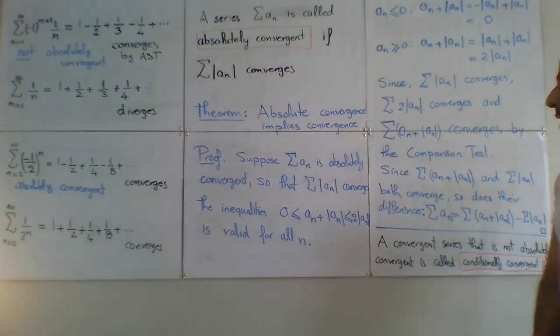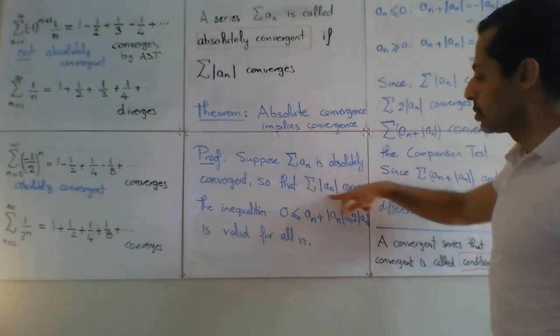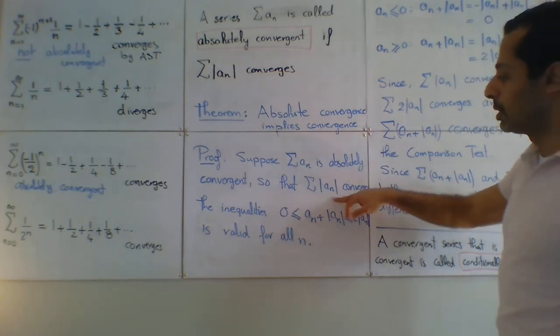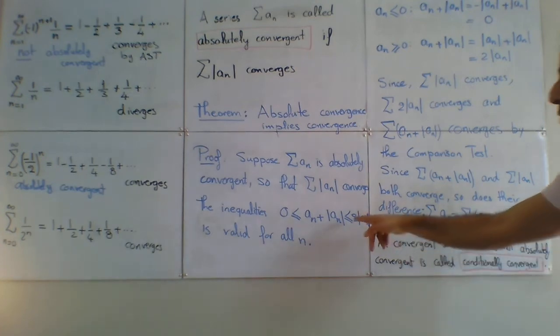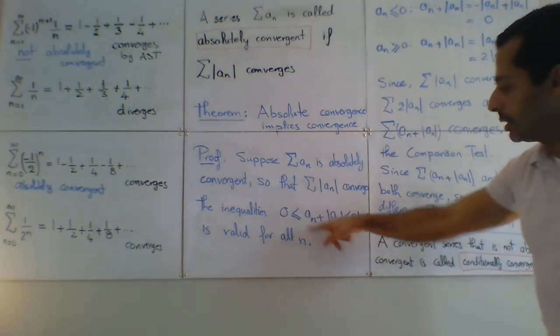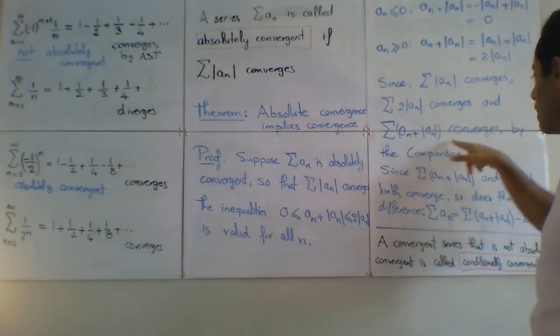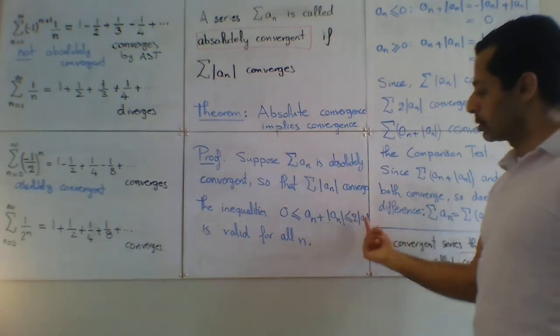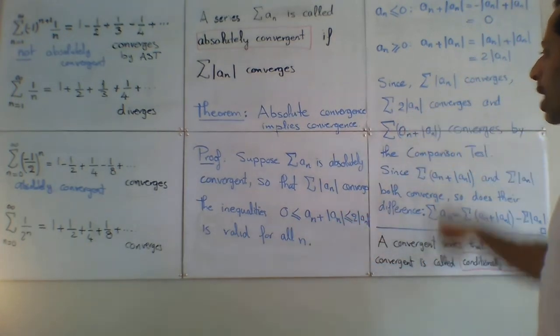Now we apply the comparison test, because we have by assumption that the sum of absolute a_n converges. So the sum of 2 absolute a_n will converge. And now our series is positive. The series whose terms are a_n plus absolute a_n will converge, because by comparison to the series sum of 2 absolute a_n.